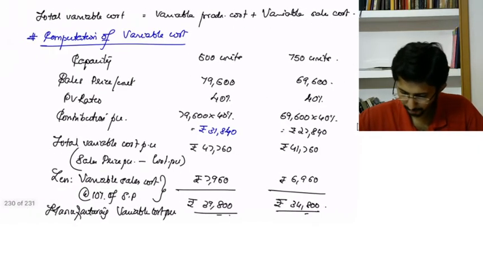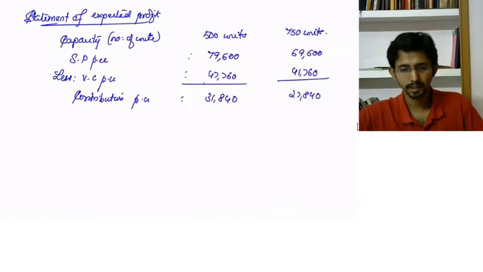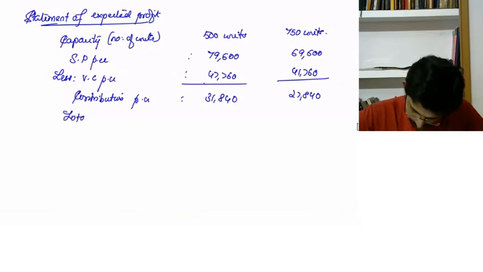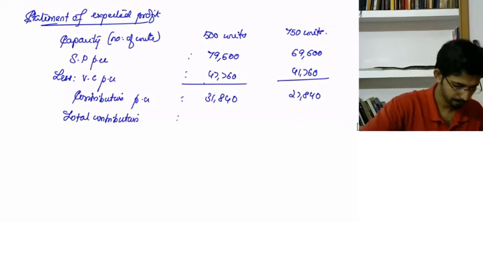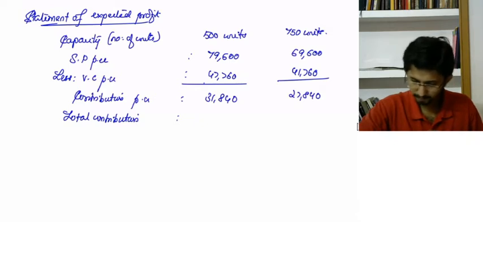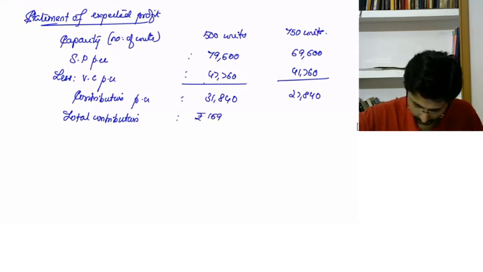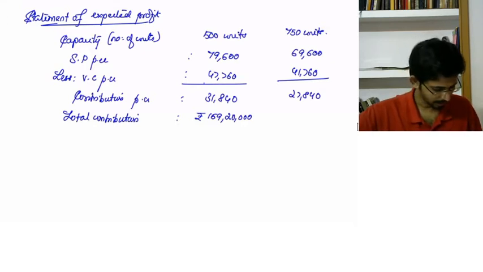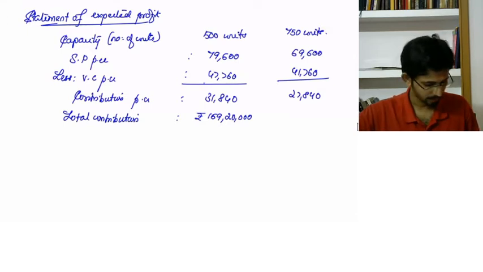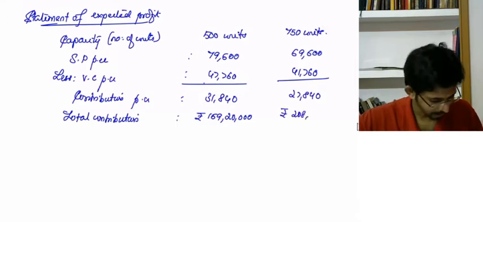31,840 and 27,840. Okay, so total contribution will be 31,840 into 500, that is 1,59,20,000, and here it will be 27,840 into 750. Okay, that is 2,08,80,000.